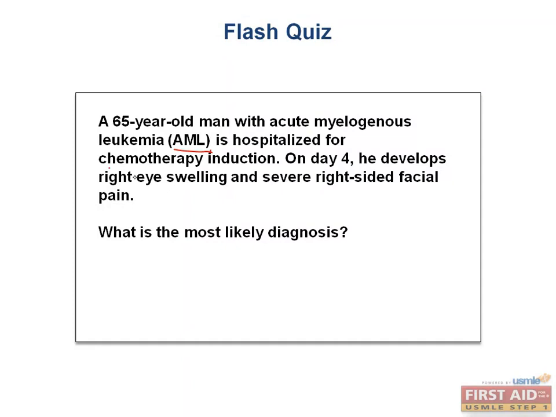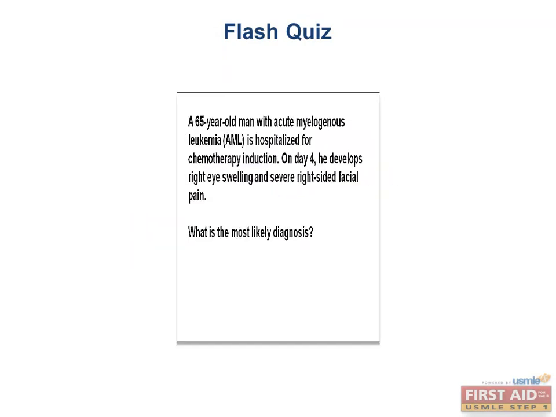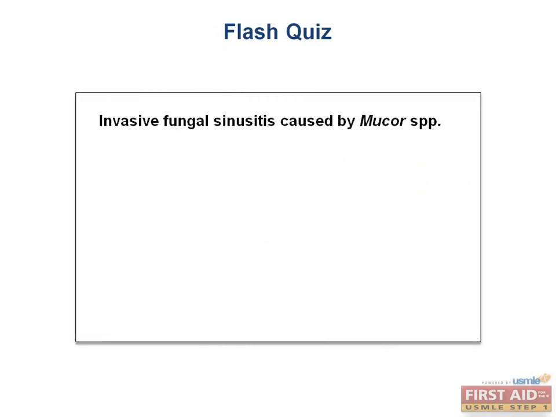Okay, let's think about this one together. The clues here are AML, chemotherapy induction, and severe right-sided facial pain. So what do they want you to say? Let's put these three things together, and the answer is invasive fungal sinusitis. And the organism that they're going to want you to identify most likely is going to be the Mucor species, or Rhizopus. Can you think of one other fungal organism that causes invasive fungal sinusitis?